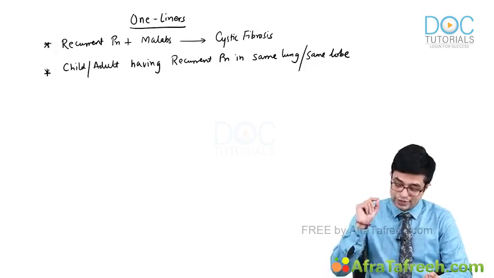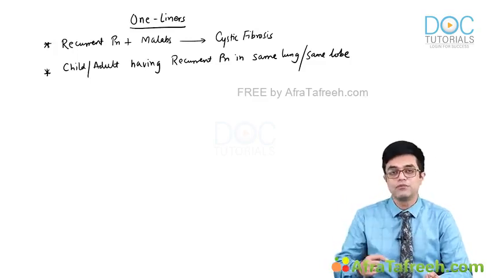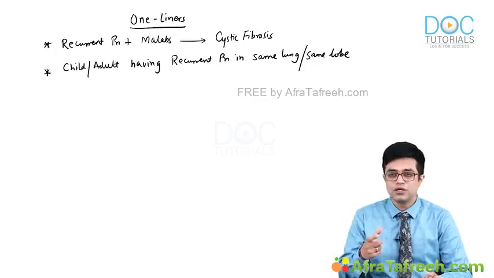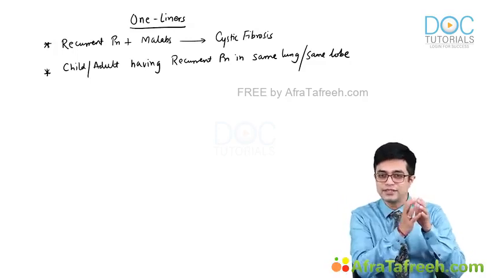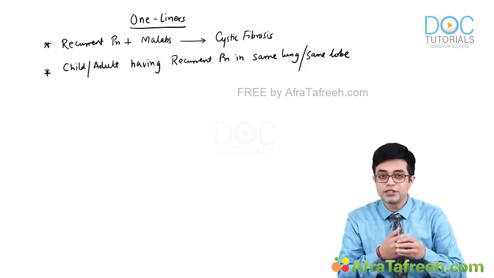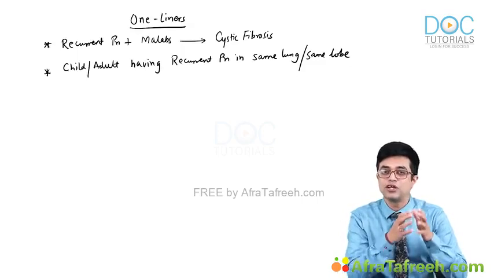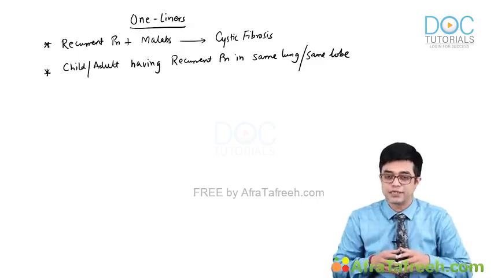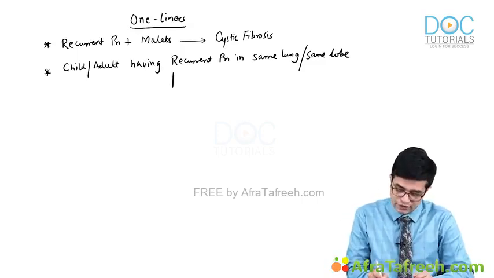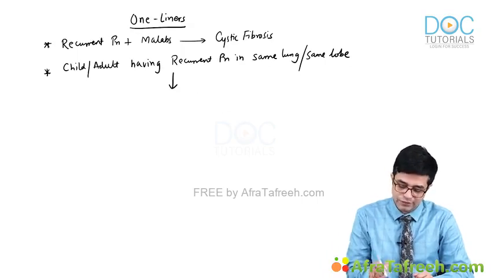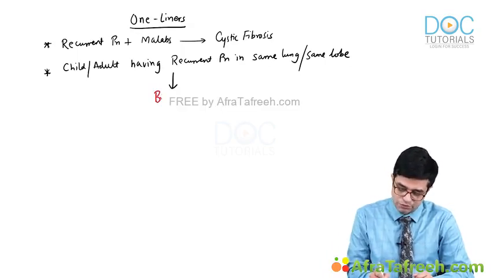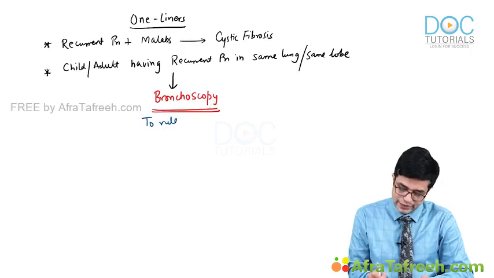Whenever there is recurrent pneumonia in the same lung or same lobe, you have to rule out whether mucus is draining properly. In other words, you will like to look for any bronchial obstruction of that particular segment. And so the investigation you will perform in these is bronchoscopy. Bronchoscopy will be done to rule out any bronchial obstruction pathology.